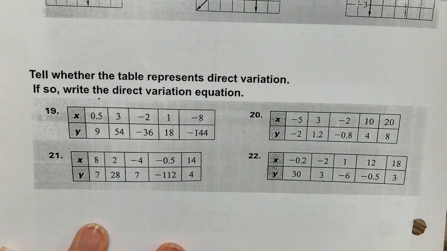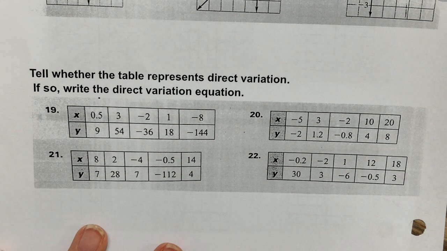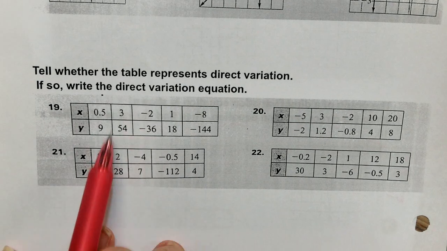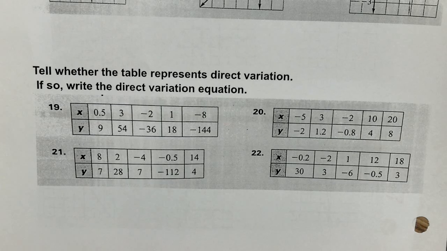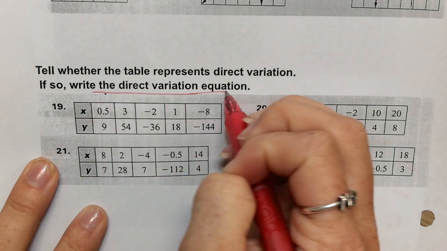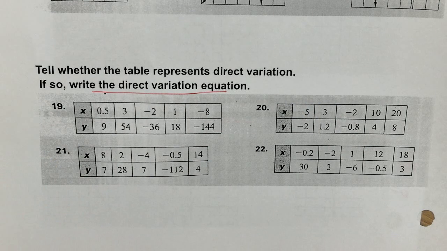19 through 22, tell if the table represents direct variation. How are you going to tell? Divide. Y divided by x, the whole table. If it's the same answer, the answer is yes. If it's not, the answer is no. If it is, write the direct variation equation.